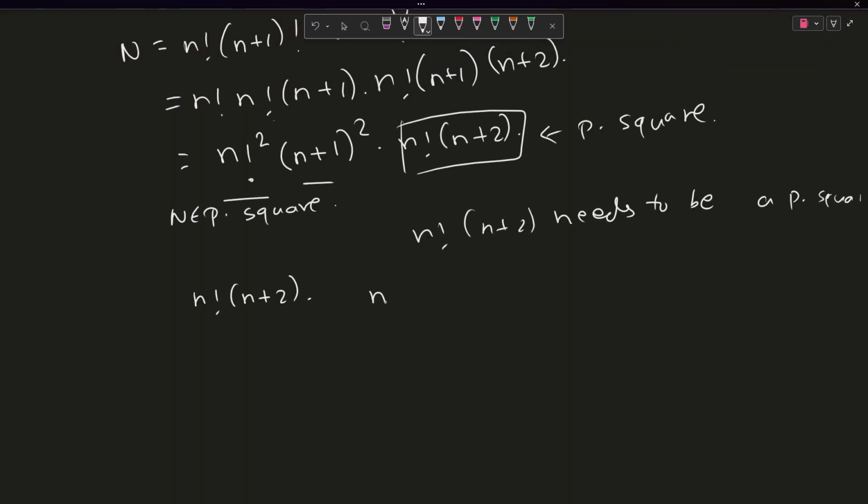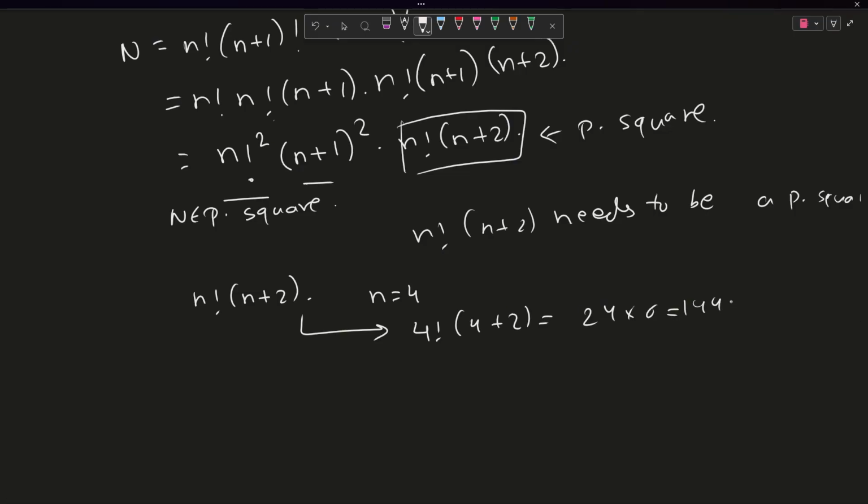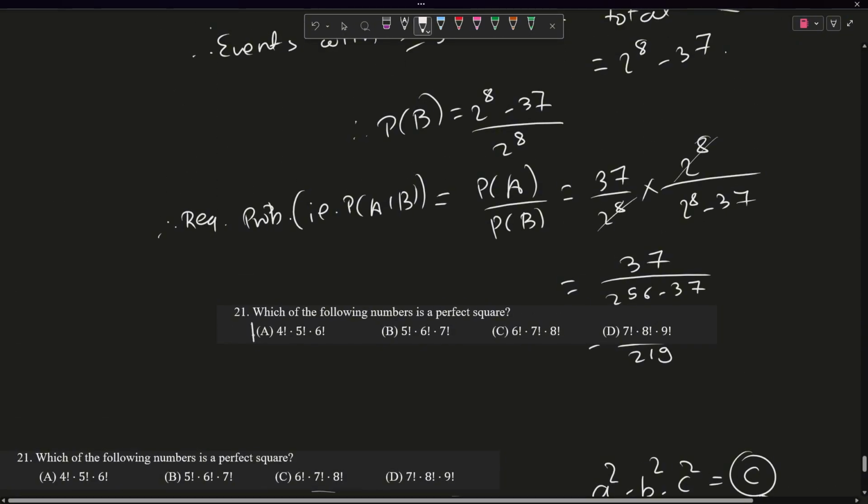Okay, so for n equal to 4, this is just 4 factorial times (4 plus 2), which is 24 times 6, which is 144, which is just 12 square. So n equal to 4 works. So this is the answer.